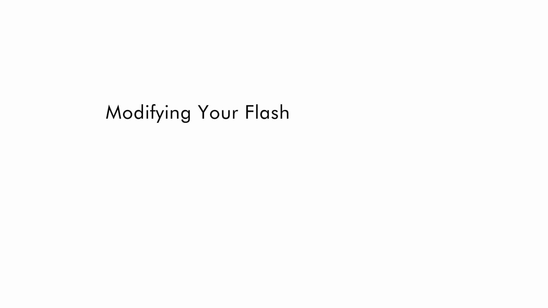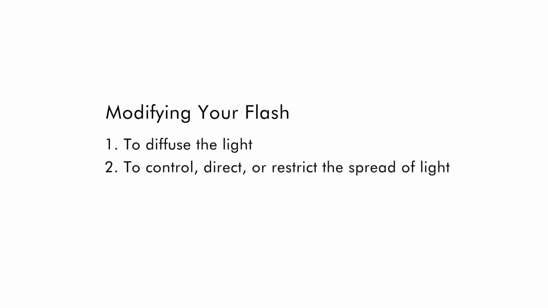There are 2 main reasons why we want to modify the light from our Speedlight. 1, to diffuse the light by increasing the spread of light from the flash. Or 2, to control, direct, or restrict the spread of light from the flash. This is what an image taken with direct on-camera flash looks like.